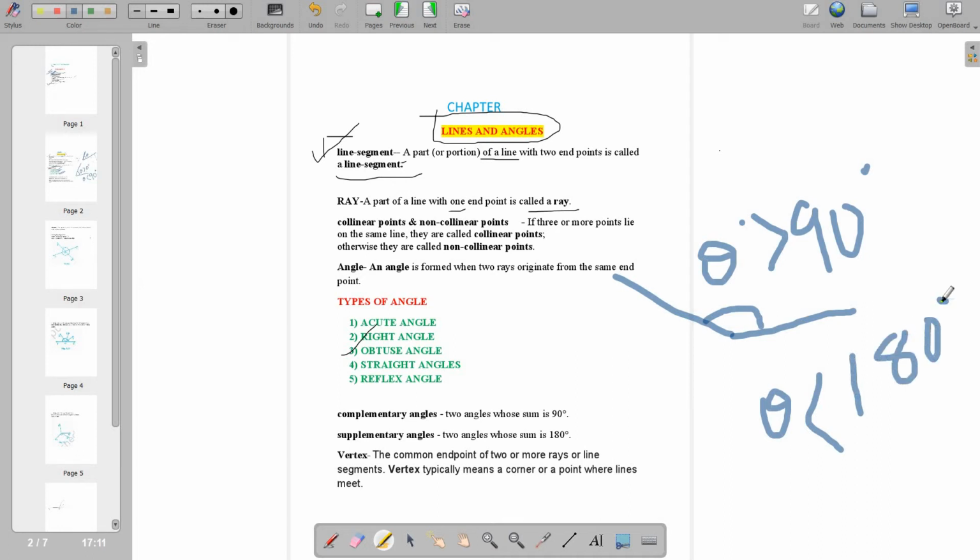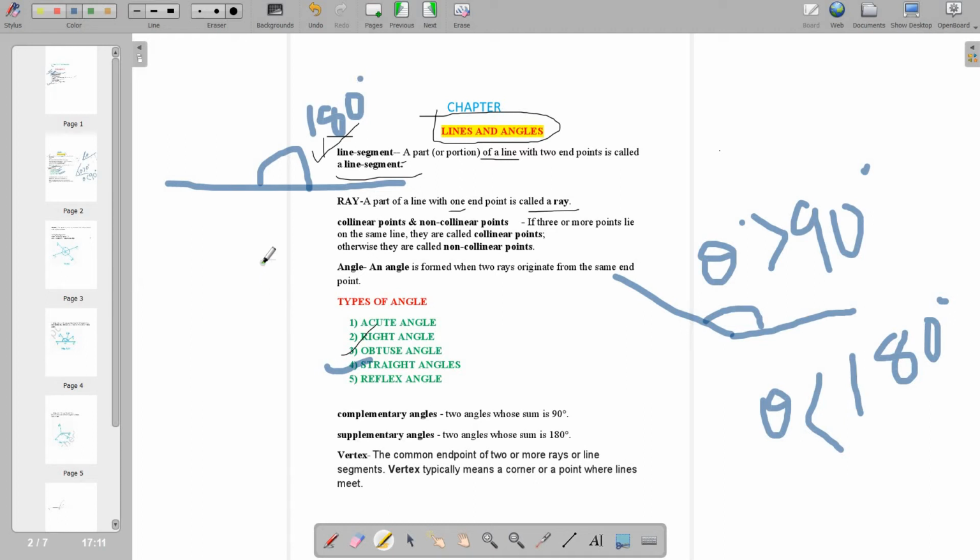Hope you have learned these things in 8th class and that these concepts are clear for you. Now we will see what a straight angle is. A straight angle is the angle made on a straight line. It is equal to 180 degrees. That is called a straight angle.